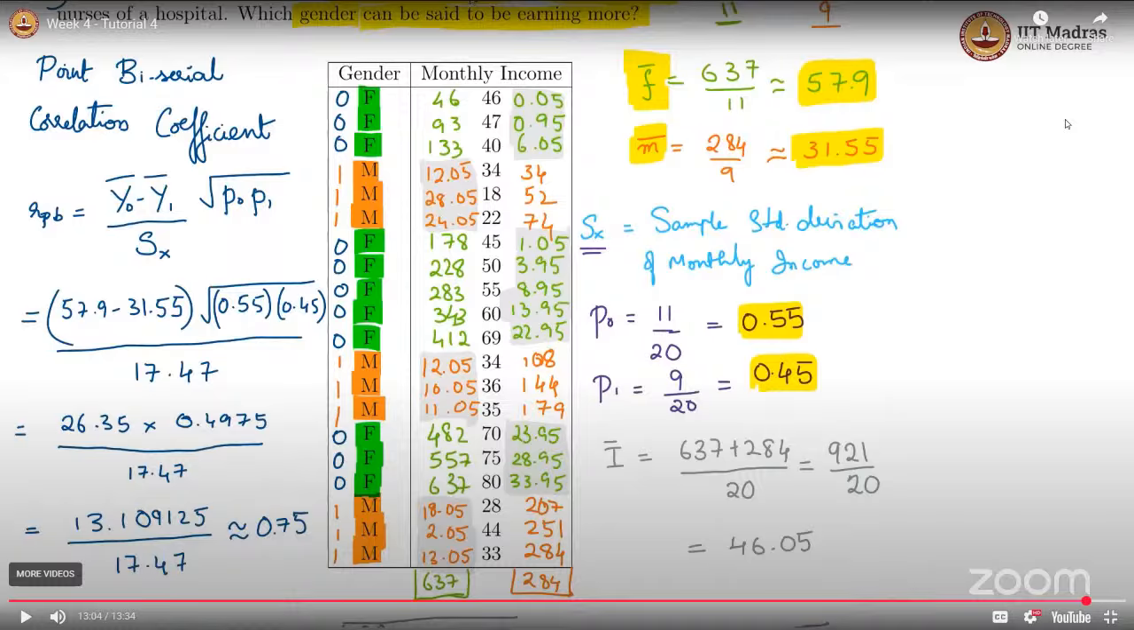But why is he calculating the point biserial coefficient? I think that is related to the previous questions, right? No, sir, it's the same question. It's a single question only, sir. 30 minutes is only this one question.